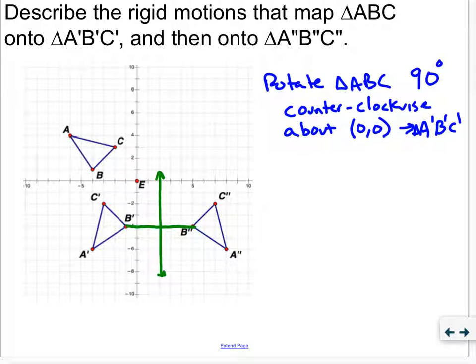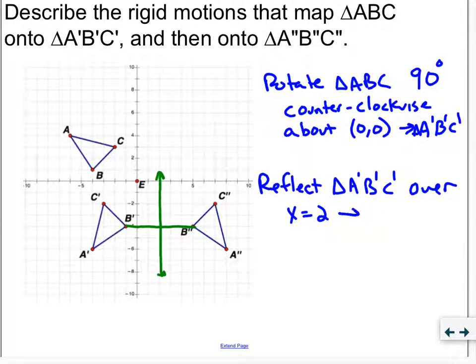So then what we're going to do is we're going to reflect the single prime triangle over the line x equals 2. And that's going to map to the other one. So that tells us, because we have rigid motions that map triangle ABC eventually onto A double prime, B double prime, C double prime, that those two triangles are congruent.